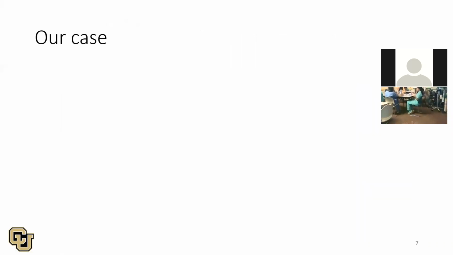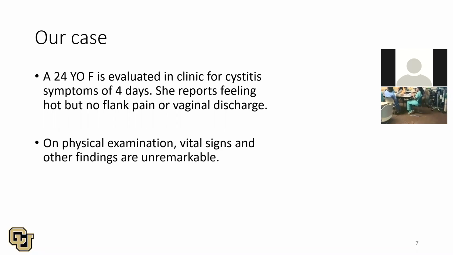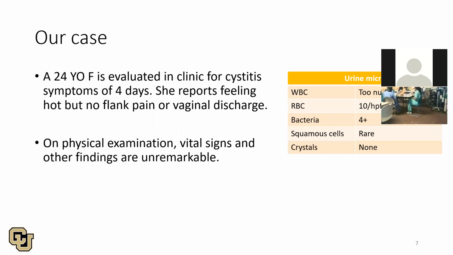So let's get on with our case. You are seeing a 24-year-old woman. She's evaluated in your clinic for cystitis symptoms of 4 days. She reports feeling hot, but no flank pain or vaginal discharge, sort of a routine presentation. On examination, vital signs are all pretty unremarkable. And here is your urine.